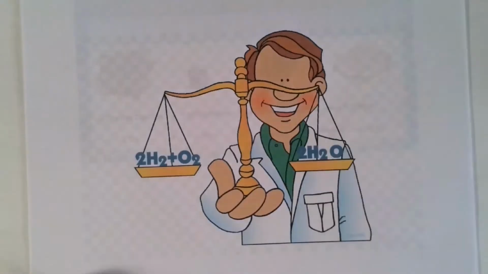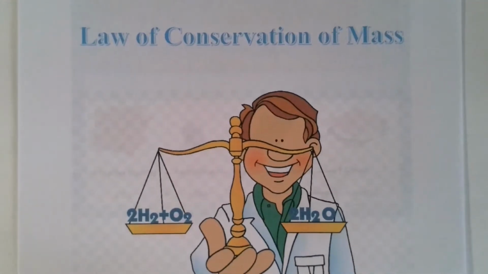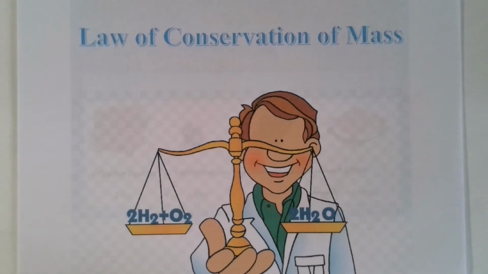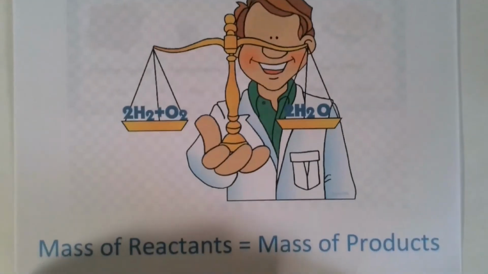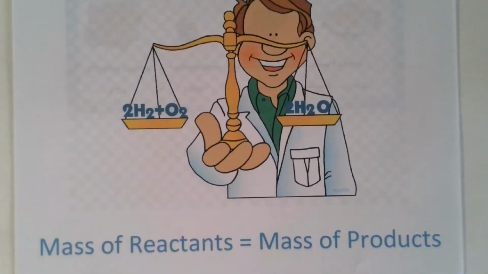So the first thing I want us to remember is that the reason we balance is that we follow the law of conservation of mass. The law of conservation of mass says that the mass of the reactants must equal the mass of the products. Remember that the reactants are what we're using. What are we putting together to make a product?